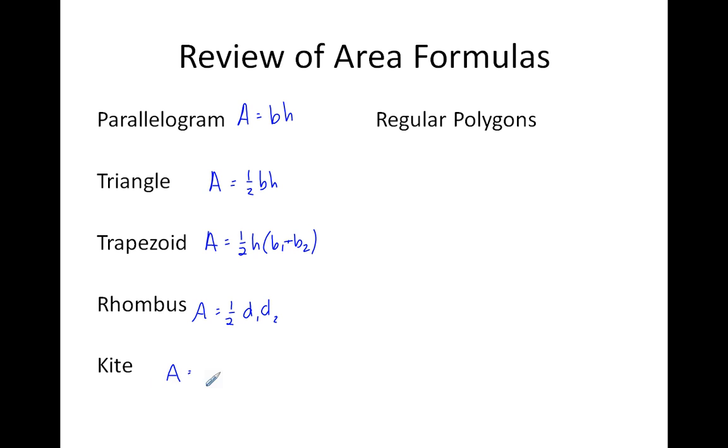A kite is going to have the same formula as a rhombus, so it's 1/2 times the product of the 2 diagonals. And the regular polygon, the formula that we just learned, is 1/2 times the perimeter times the apothem. And remember, the perimeter is going to be the number of sides N times the side length of S. So you could also look at this formula as 1/2 times N times S times A, where N times S is the same as P.